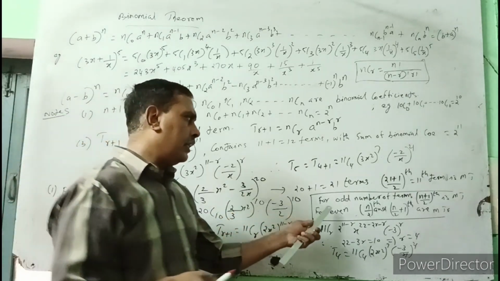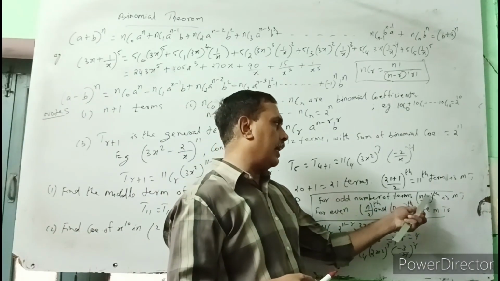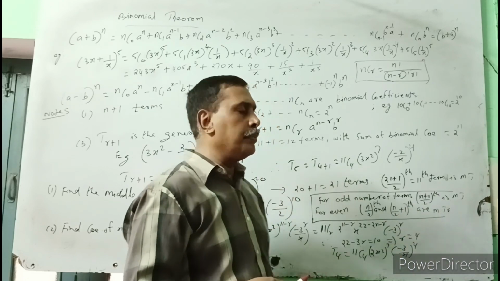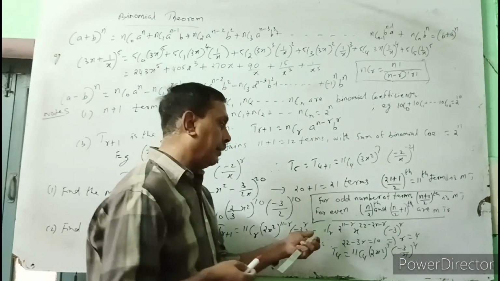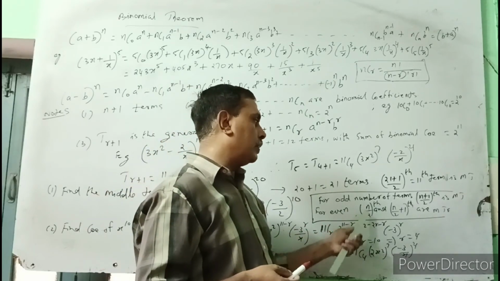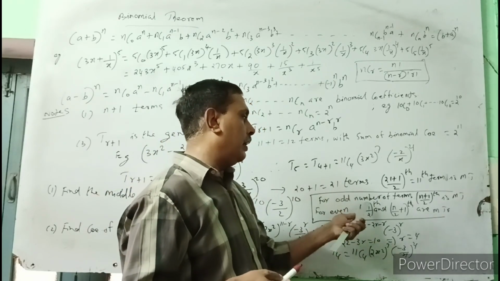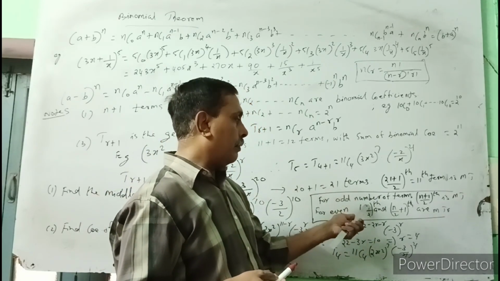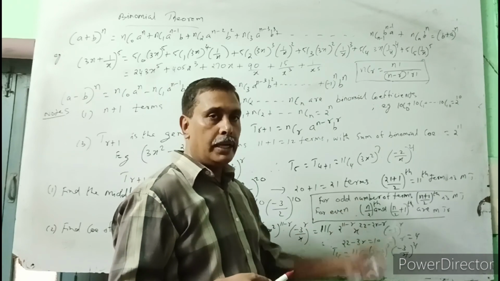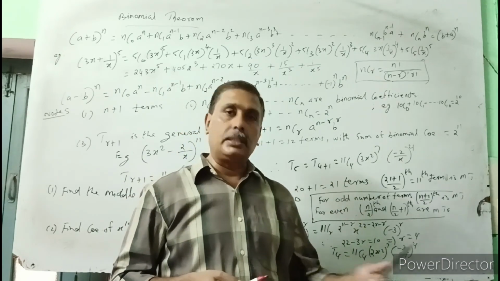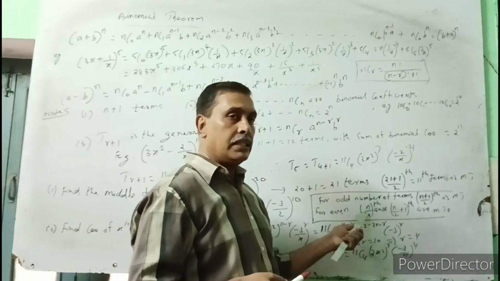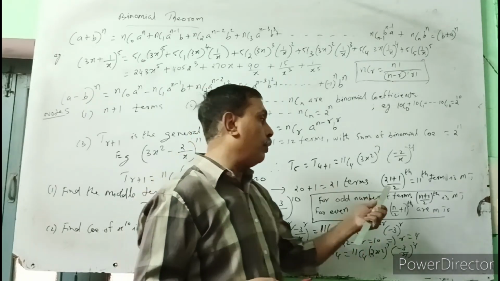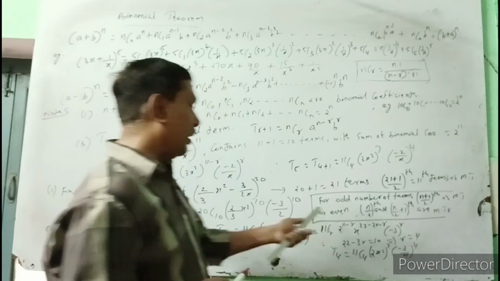You see, for an odd number of terms, the (n plus 1) by 2th term is the middle term. We studied this in the median part in 10th standard. And for an even number of terms, 2 middle terms will be there. What is that? Whatever the power is, upon 2. Suppose n is 20, then 20 by 2 is the 10th term and the next term, the 11th term. So if an even number is the power, then there are 2 middle terms. If an odd number is the power, then there is only 1 middle term.